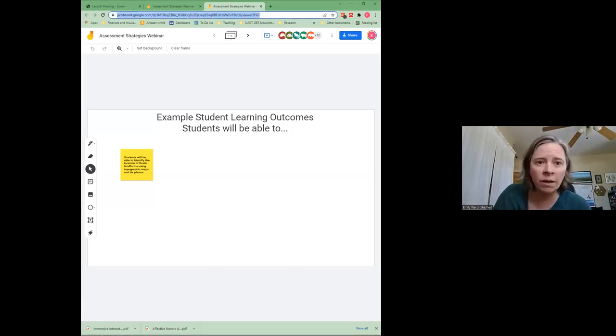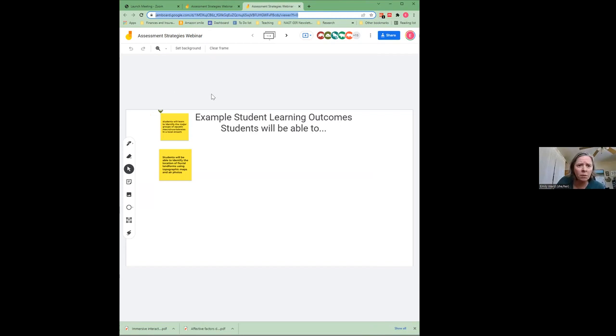Are you all able to see my Jamboard now on the screen? Do you also see other parts of my screen or just the Jamboard? Just the Jamboard. Okay, good.